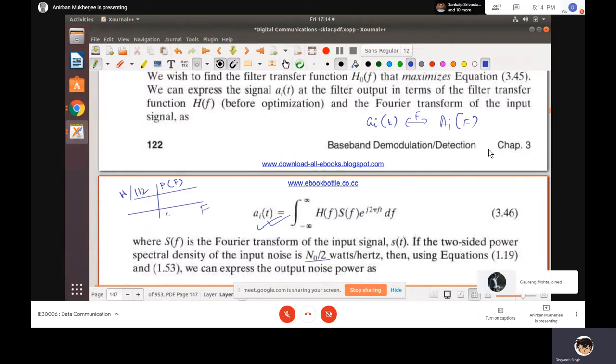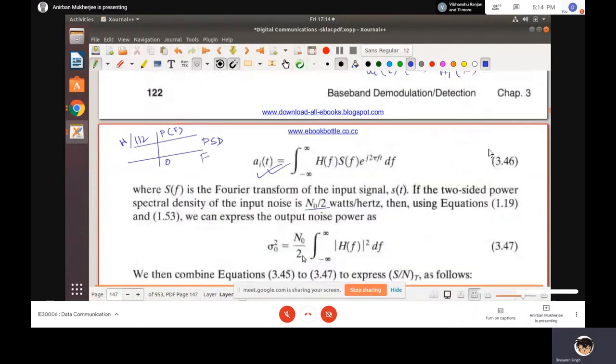Okay. F is from minus infinity to plus infinity. This is a PSD. Okay. So now, what about the output noise power?